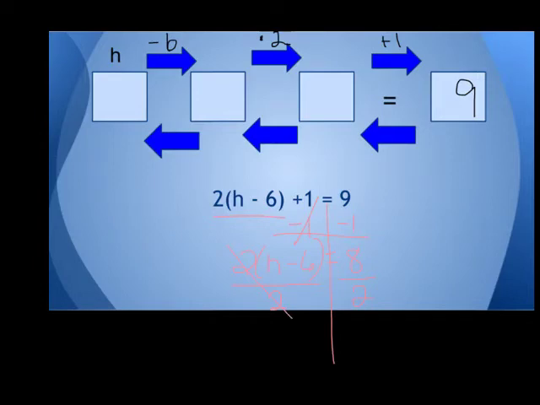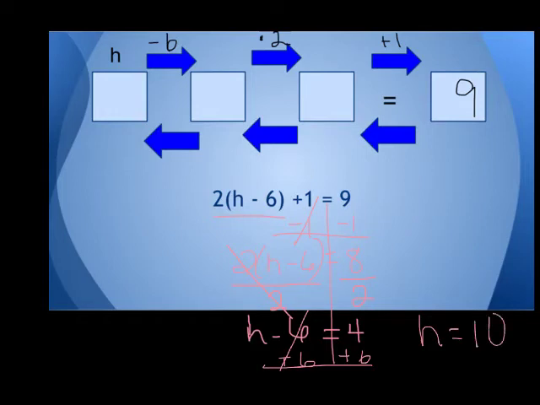2 over 2 cancels. 8 divided by 2 is 4. Bring down all of what's left. H minus 6 equals 4. The last thing that's happening, or rather the first thing that happened in order of operations, or the last thing left to undo, is minus 6. We undo minus 6 with a plus 6, and I did run out of room just like I thought. And we're left with h equals 10.